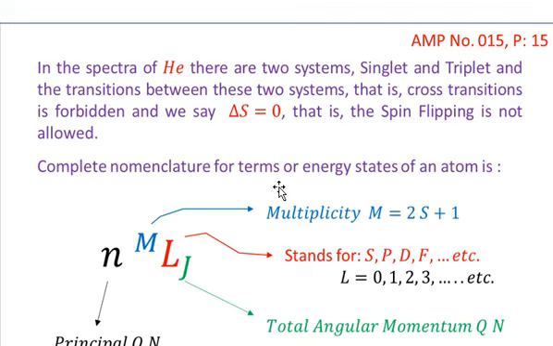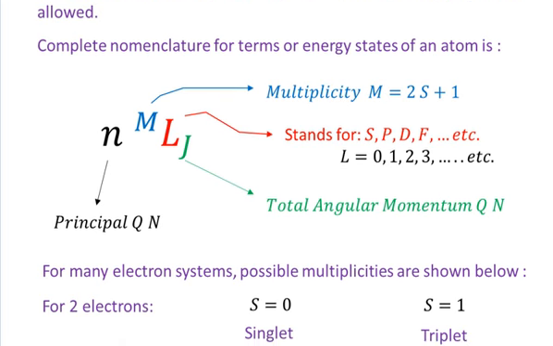The complete nomenclature of terms or energy states of an atom can be written as follows. N is the principal quantum number. Capital L stands for the term symbols. It could be capital S, capital P, capital D, capital F, etc., depending upon the value of capital L, which is the orbital quantum number.